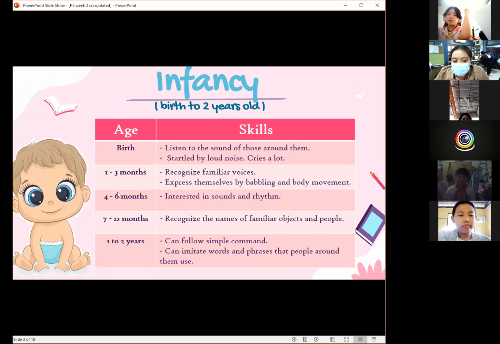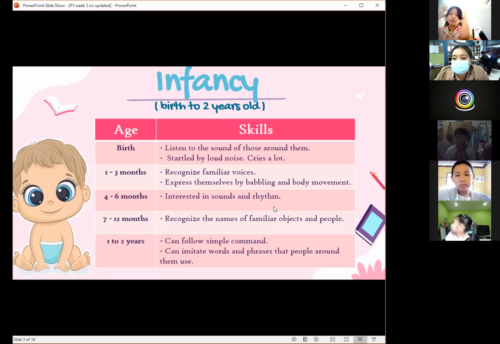When a baby is around 1 to 3 months, they can recognize familiar voices. They can recognize your mom, your dad, their brother and their sister's voices, okay? And they express themselves by bubbling and body movement. What do we mean by bubbling? How do babies talk? They talk like mama, papa. That's bubbling, okay? And next one, body movement. How do they express themselves by body movement? They are crawling a lot. They are moving a lot. Understand? That's during 1 to 3 months.